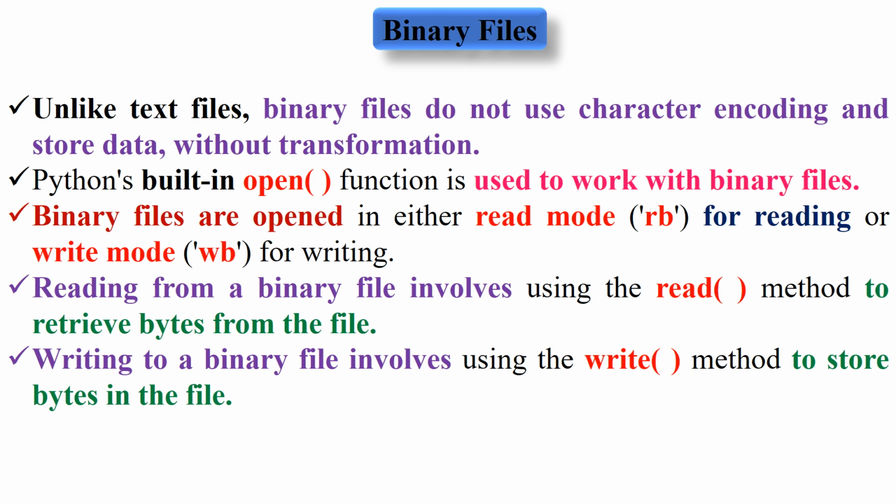Now, come to the next point. Python's built-in open function is used to work with binary files. Binary files are opened in either read mode, rb, for reading or write mode, wb, for writing. Reading from a binary file involves using the read method to retrieve bytes from the file. Writing to a binary file involves using the write method to store bytes in the file.